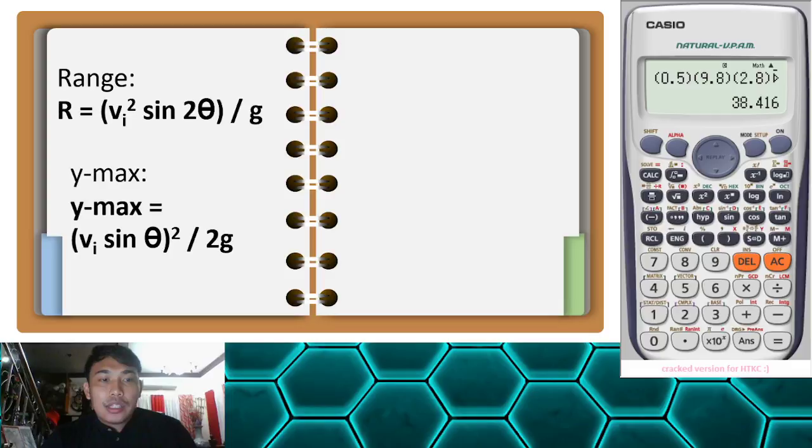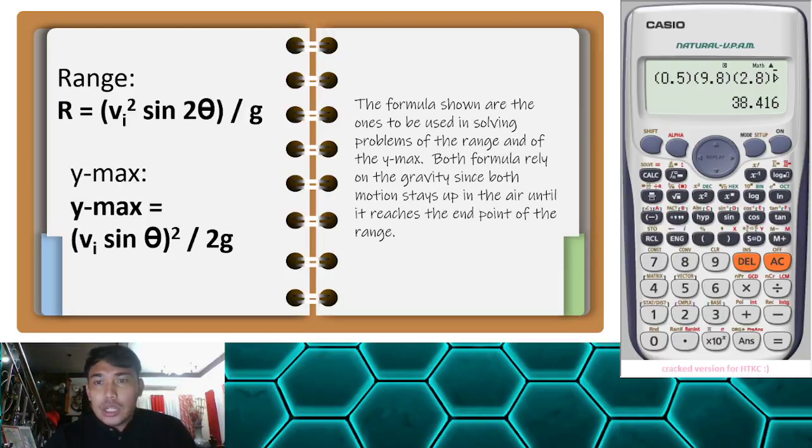And the Y max is Vi sine theta, with the Vi for the initial velocity and the sine theta, squared, all over 2g. So the formulas shown are the ones to be used in solving problems of the range and the y-max. Both formulas rely on gravity, since both motions stay up in the air until they reach the end point of the range. Okay, so y-max and range rely on gravity, even though range is on computation of the y-axis.